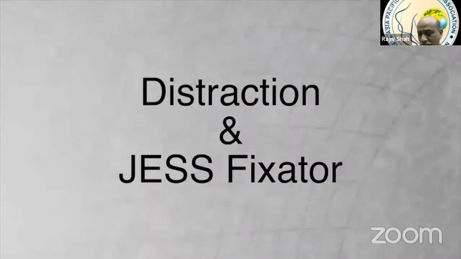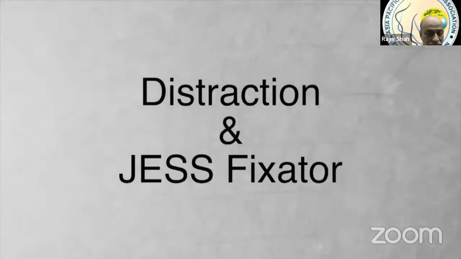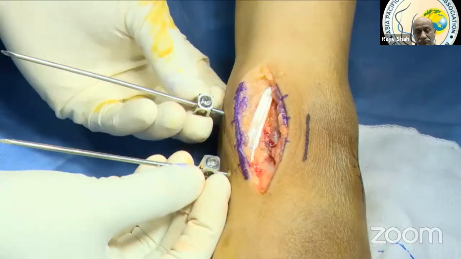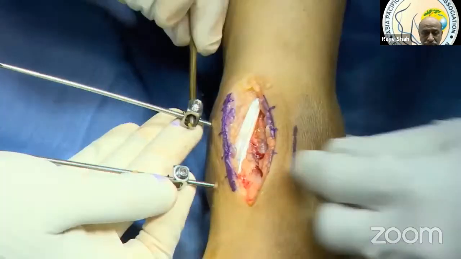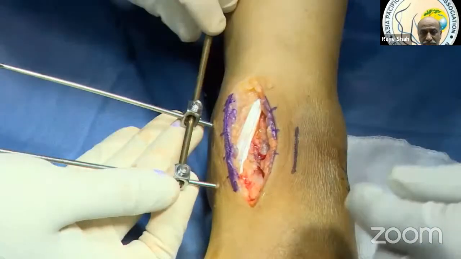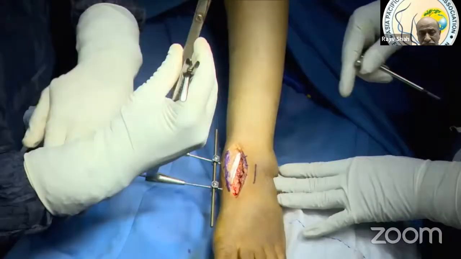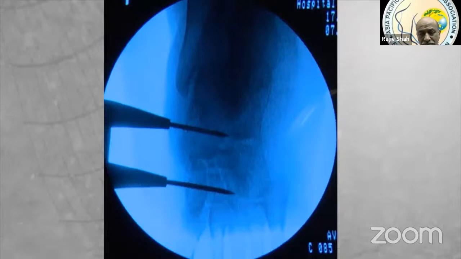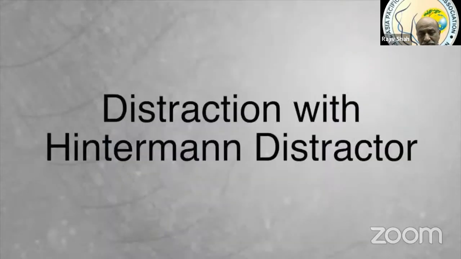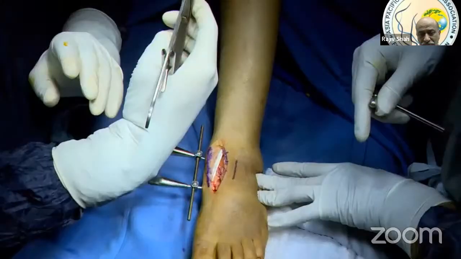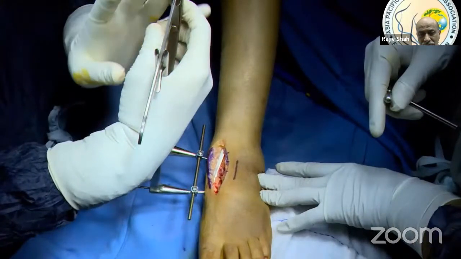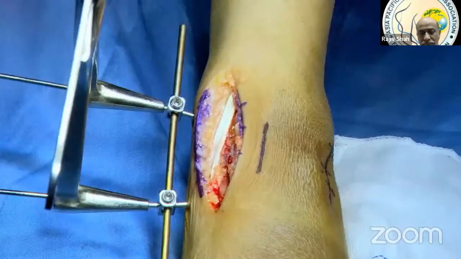Distraction is done with the help of the Hintermann distractor and a Jess external fixator, where two clamps are slid over the K-wire, followed by passing of a rod through the clamps. Once the tightening is done, the Hintermann distractor is slid and distraction is carried out. This is the image before distraction. Once you start distraction with the Hintermann distractor, the ligamentotaxis gives a fantastic reduction as well as precise lengthening of the medial column.